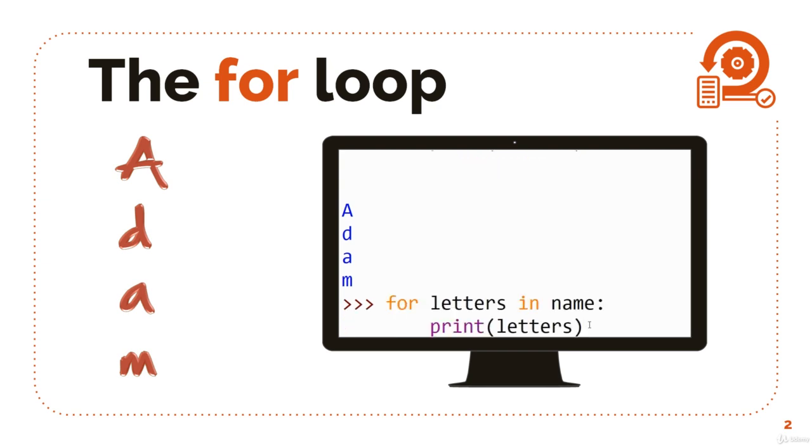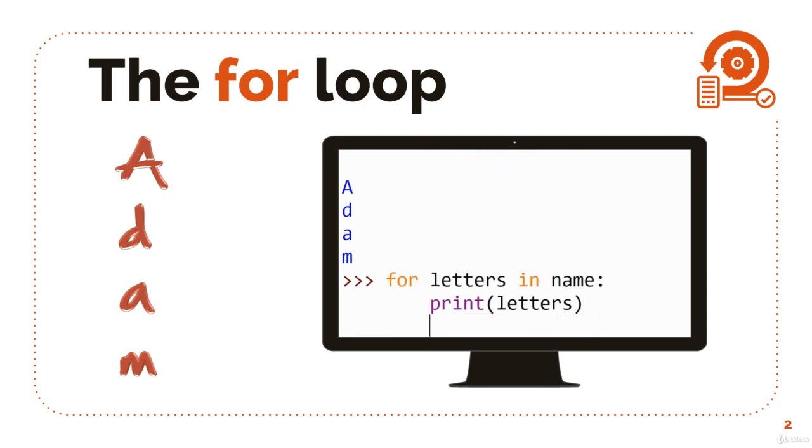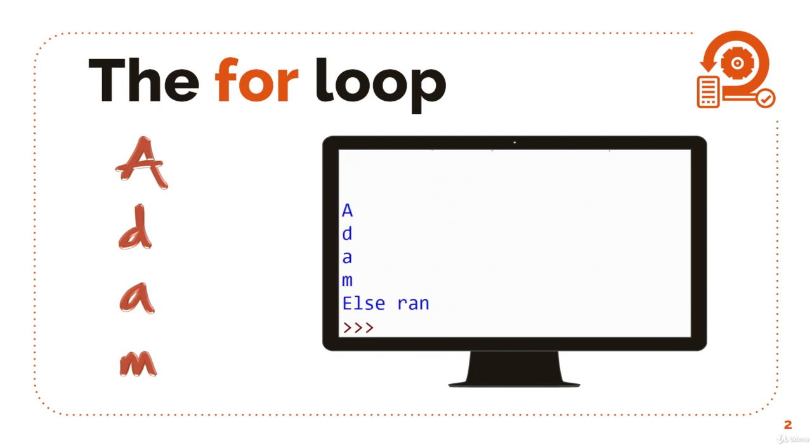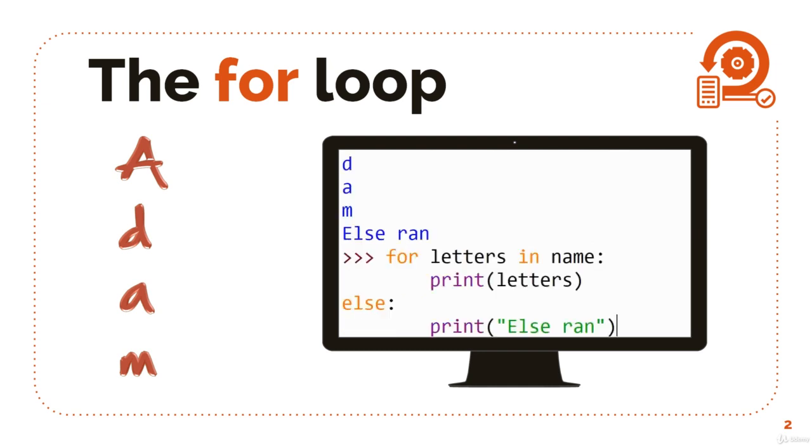Another thing to note is that just like the while loop, the for loop also has a rarely used else branch, which also always runs, like you can see. And it has the same exception of the break statement.